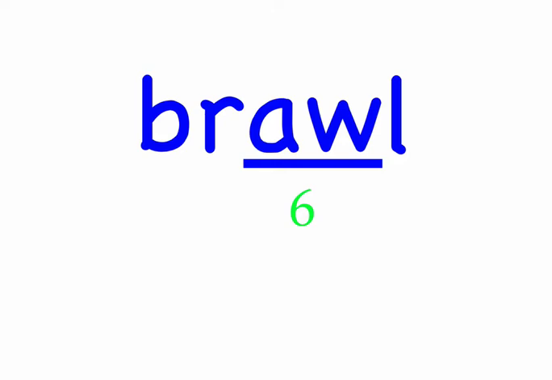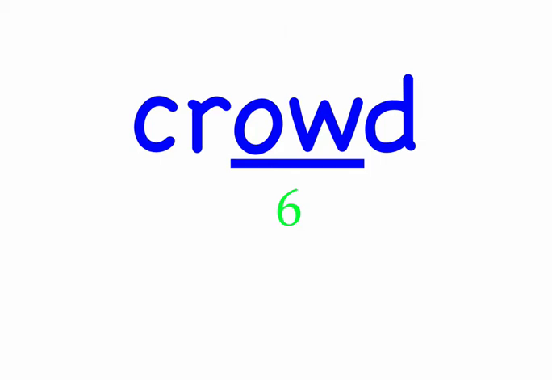The next word is crowd. Crowd. There was a big crowd at the game. Crowd. 4 sounds. K, r, ow, d. Crowd. Here again, OW is not at the end of the word. We normally use OU at the beginning or in the middle of the word to represent the sound ow, but again, not always.